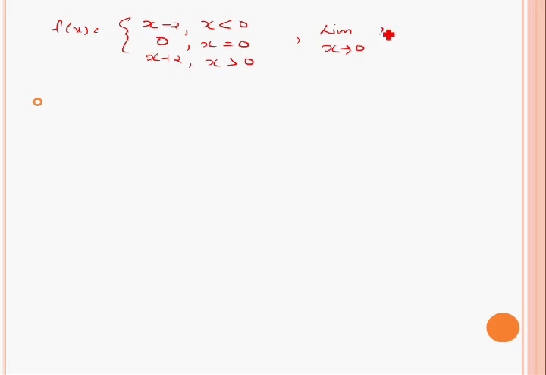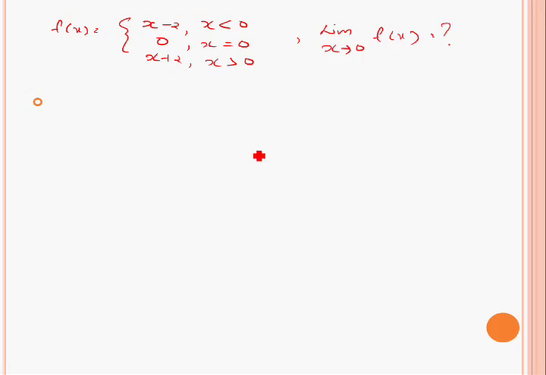Let us define another function. Let f of x equal x minus 2 when x is less than 0, 0 when x equals 0, and x plus 2 when x is greater than 0. And now let's find limit x tends to 0 f of x.